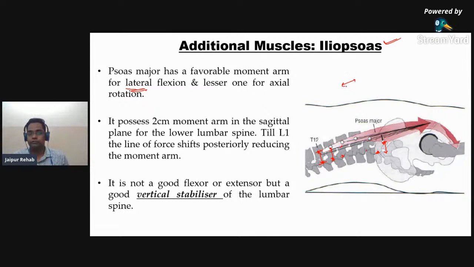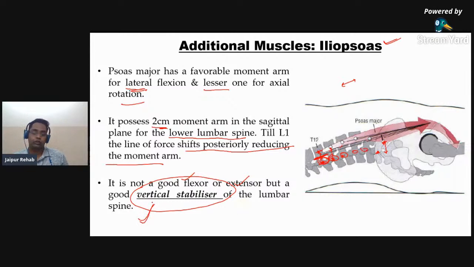So always remember that psoas major has a favorable momentum for lateral flexion because it has some amount of momentum in the frontal plane, and a lesser one for axial rotation. It possesses 2 centimeter momentum in the sagittal plane for the lower lumbar spine. Till L1, the line of force shifts posteriorly, reducing the momentum, because the line of gravity runs somewhere from here. So eventually it reduces the momentum for every segment, right? So it is not a good flexor or extensor, but a good vertical stabilizer of the lumbar spine, right?